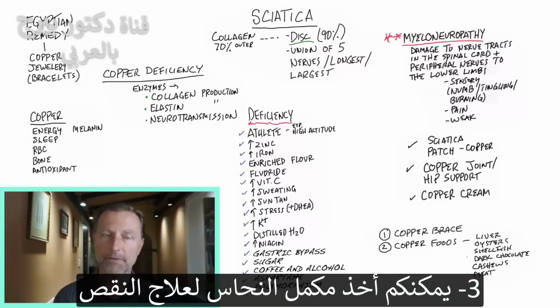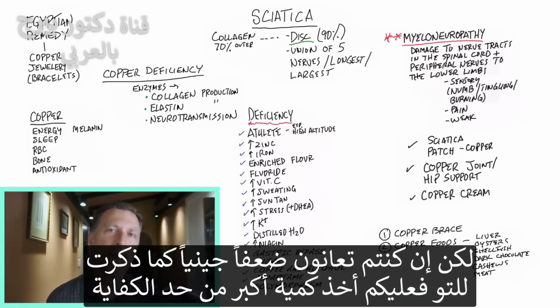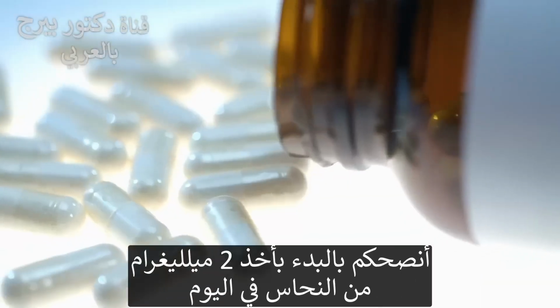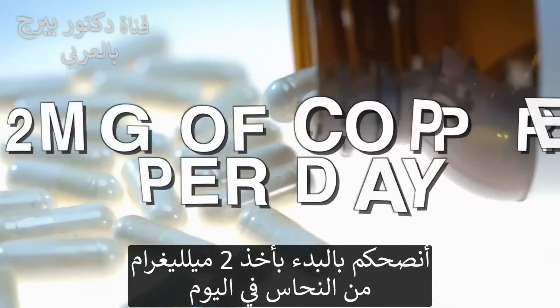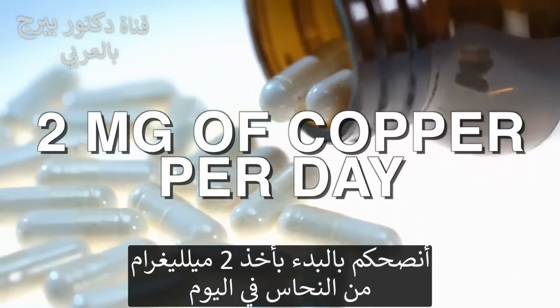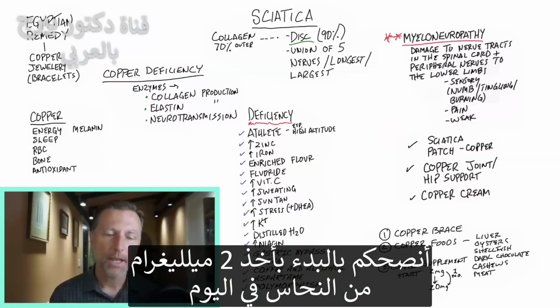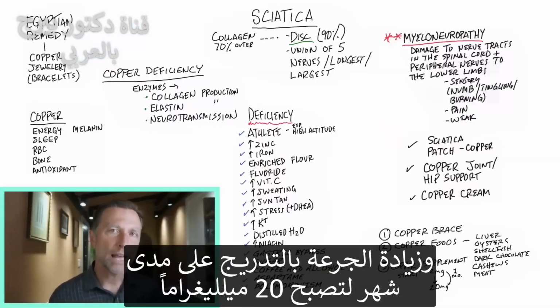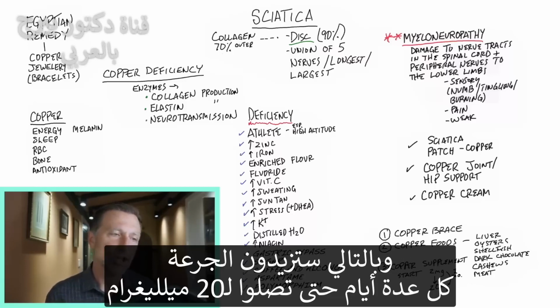Now, number three, if you're going to do a copper supplement, which is not a bad idea because that way you can actually correct it. And by chance, if you have this genetic weakness, you're going to have to take a little more than just the bare bones amount. So what I would recommend is I would start with 2 milligrams of copper per day and slowly increase that over a period of 1 month to 20 milligrams. You can do the math on that, but every several days you take a little bit more and more and more until you achieve 20 milligrams.